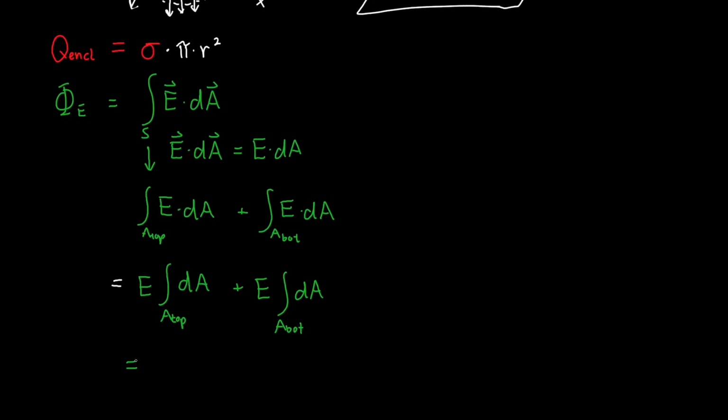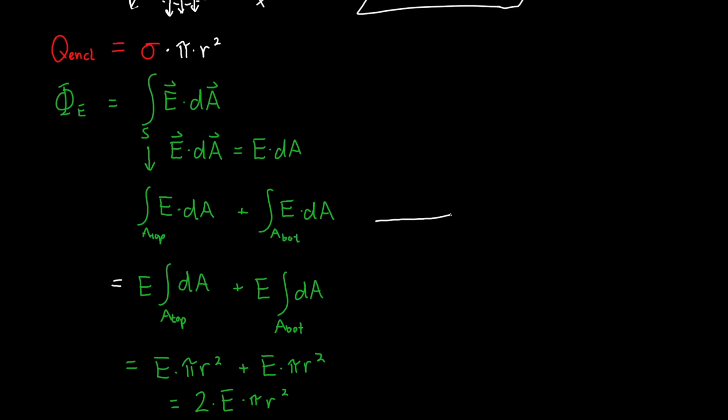So if I simplify this, the area of the top is the same as the area of the circle in the middle, which is the area of a circle. So E times pi r squared. And we have another E times pi r squared, or just 2 times E times pi r squared. And that's the total electric flux coming out of this surface.